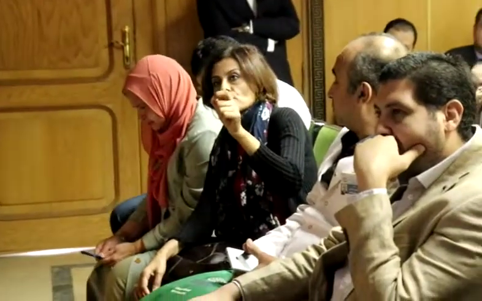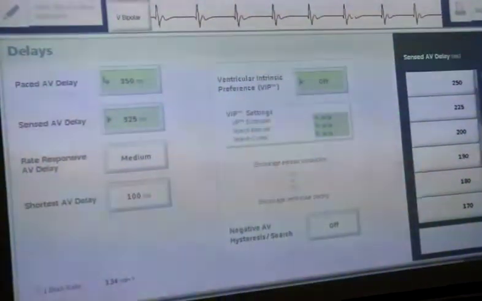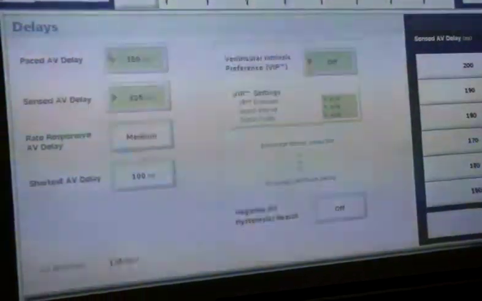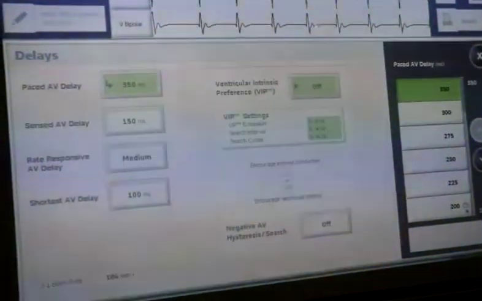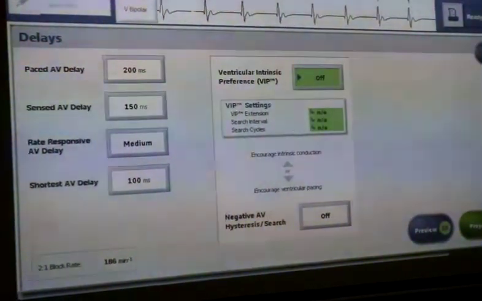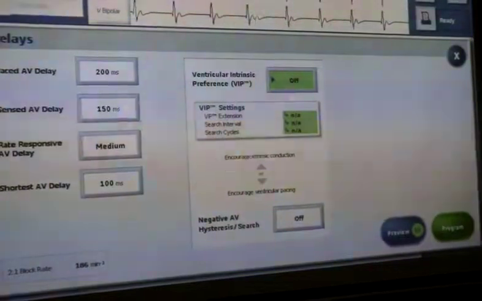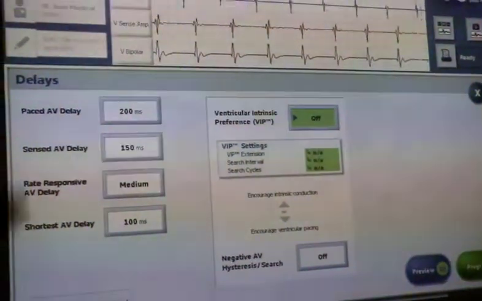What I know clinically, if you have a patient with intermittent complete heart block, it's not recommended to keep the VIP on. Is it right? For intermittent AV block, I would use it. Yeah, absolutely, 100%. I would keep VIP on in a patient with intermittent AV block. If they go permanent, turn it off. Of course. But for intermittent AV block, I would have this on. That's primarily what it's designed for.